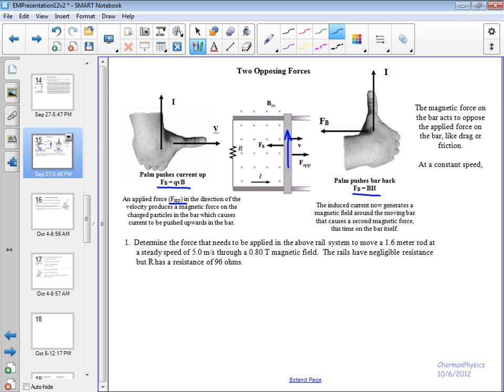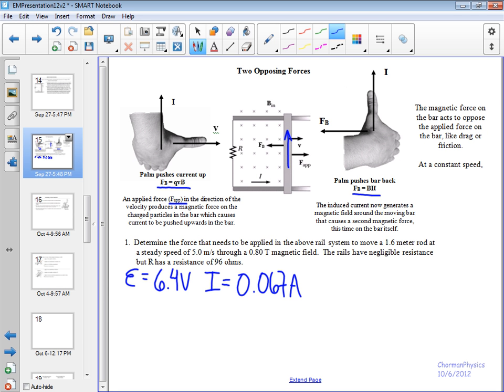How do we figure out what that applied force needs to be? Well, to do that, in the very first example, we calculate the EMF. If you go to the front page of your packet, it's 6.4 volts. The current, because of the 96 ohms resistance, is calculated to be 0.067 amps.